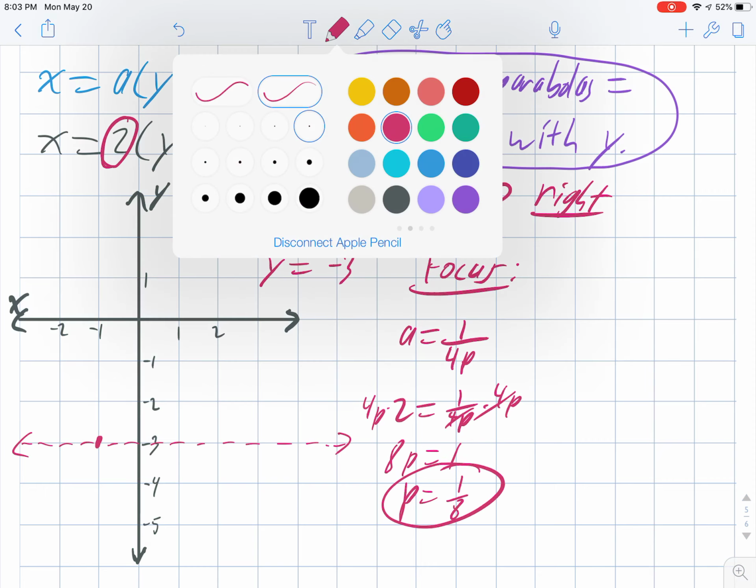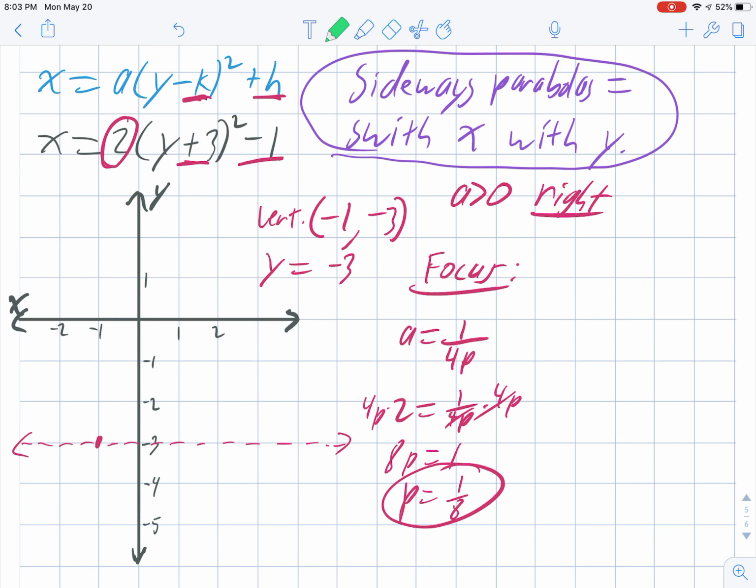I'm going to change colors here just so it's a little easier to see. The focus is going to be to the right of the vertex, so it's going to be right around there somewhere. To be more specific, if the vertex is at (-1, -3), the focus is just to the right of that. So instead of -1, it's an eighth to the right. What's an eighth to the right of -1? Well, that's -7/8. So (-7/8, -3), that's the coordinates of the focus.